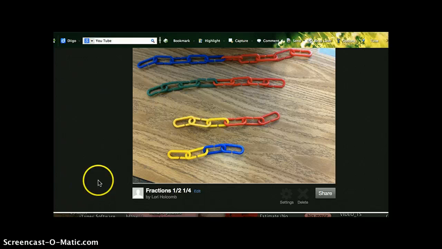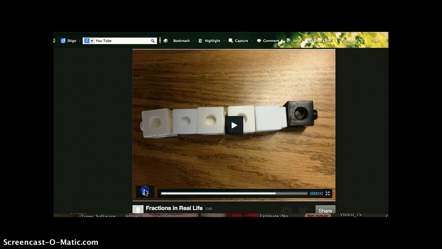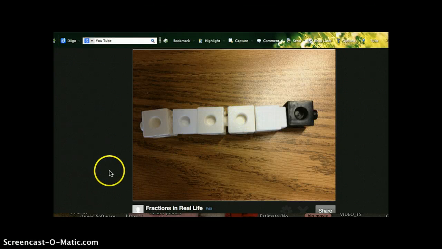1/2 of all the chains are different colors, and one's bigger because you have more chains on it. All together, 1/6 of the box is colored, and 5 of the blocks are not colored.